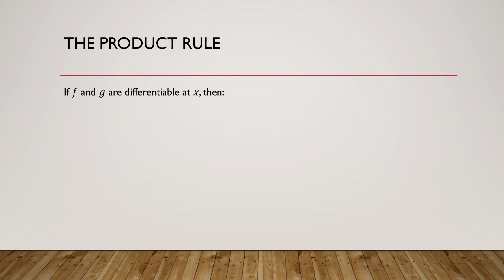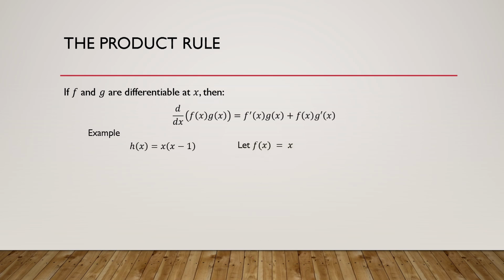If f and g are differentiable at x, then d dx of f of x times g of x equals f prime of x times g of x plus f of x times g prime of x. Let's look at an example. h of x is equal to x times the quantity of x minus 1. We can see that this function can be viewed as the product of two distinct functions, so let f of x equal x and g of x equal x minus 1. That will make f prime of x 1 and g prime of x 1.